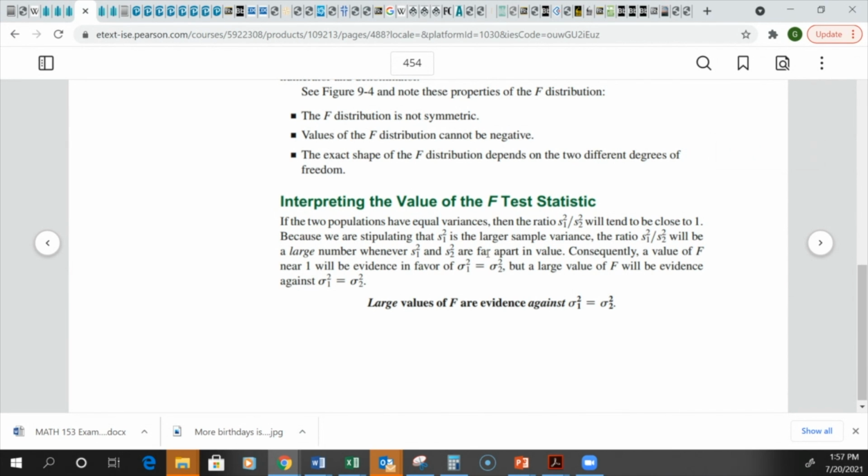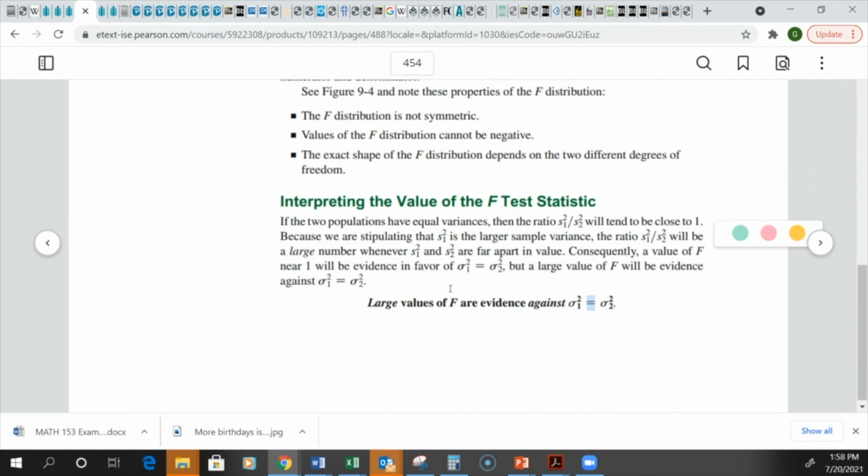Suppose that they're really, really far apart. Oh, there's a huge difference. Well, then S1 squared over S2 squared will be a large number. So a large number means, yeah, there is a difference, reject. Small number means there's not much of a difference, fail to reject. And so this is what they say: large values of F, reject. Do not think that they are equal.